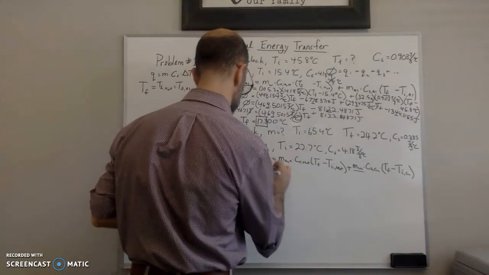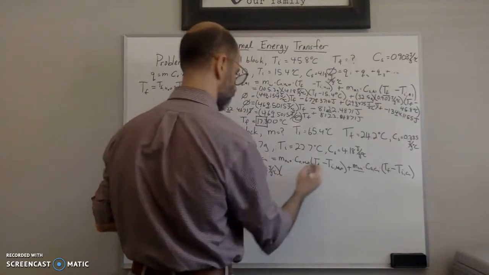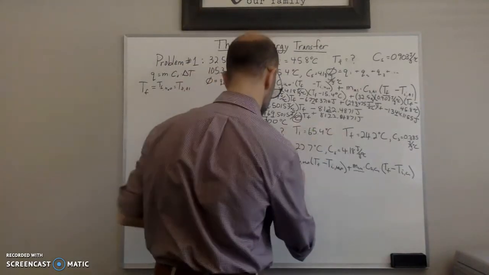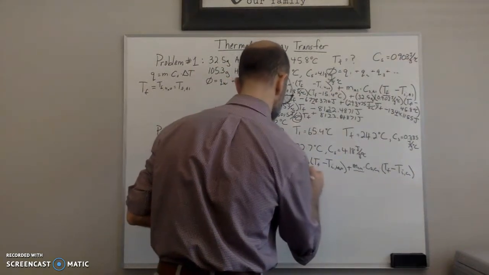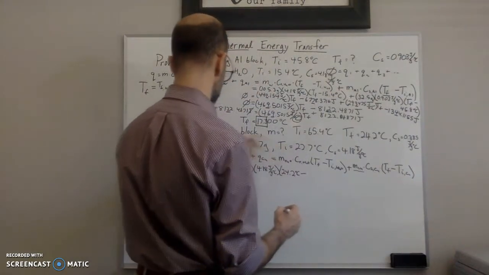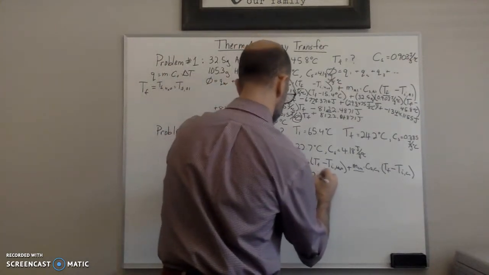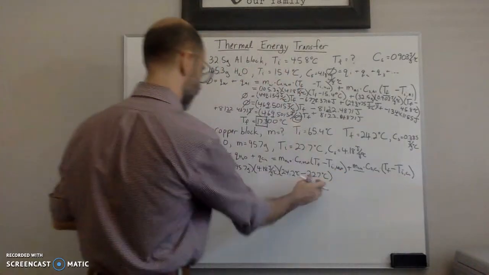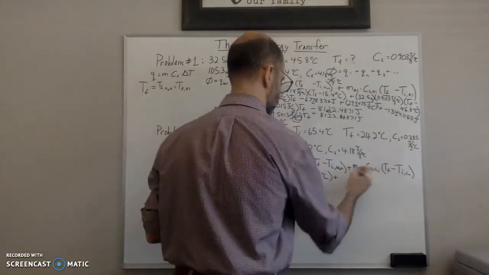4.18 joules per gram degrees Celsius, and then final minus initial temperature. The final temperature is 24.2 degrees Celsius minus the initial temperature of the water, which is 22.7 degrees Celsius. So I've got that done for the water, and now I'm going to do the copper.